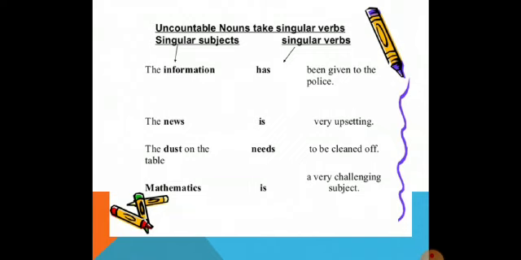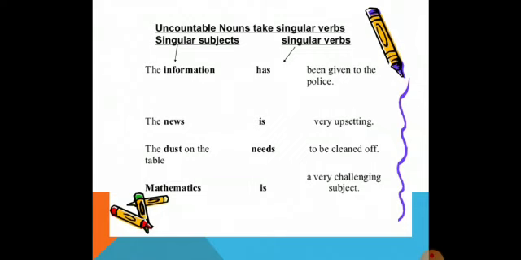The dust on the table needs to be cleaned off. Dust, I cannot even count the drops of the dust or say how many or how much. I cannot say that, of course. So it's totally singular form. The dust on the table needs to be cleaned off.